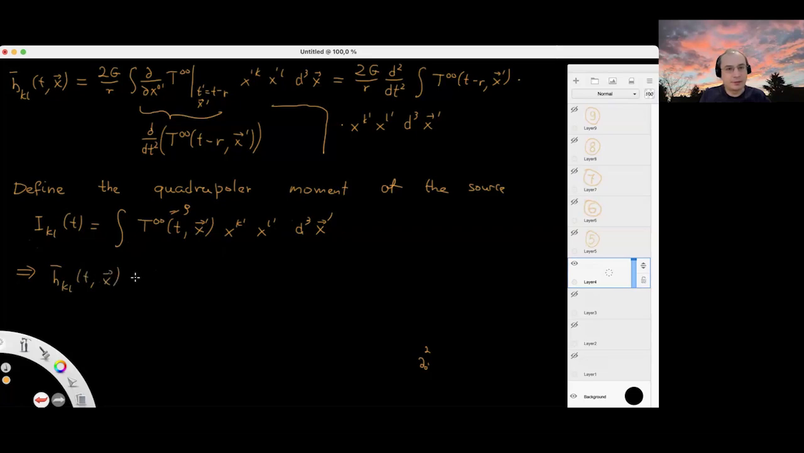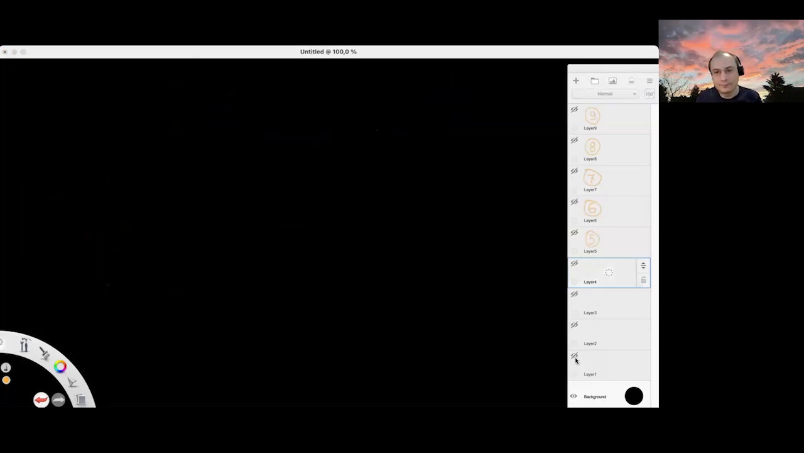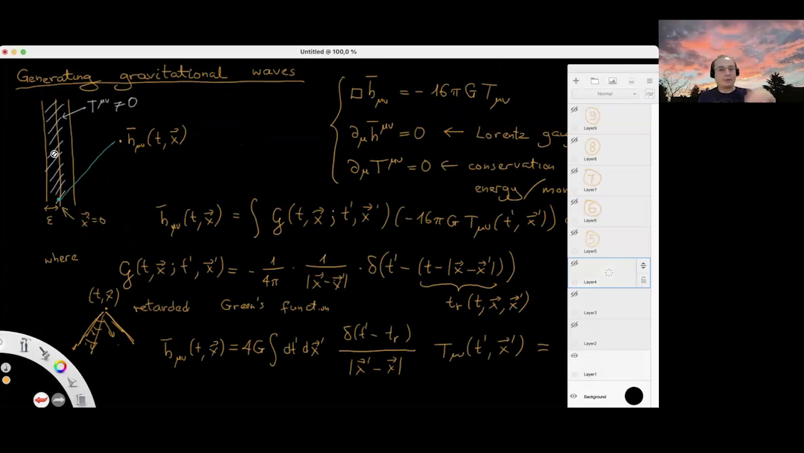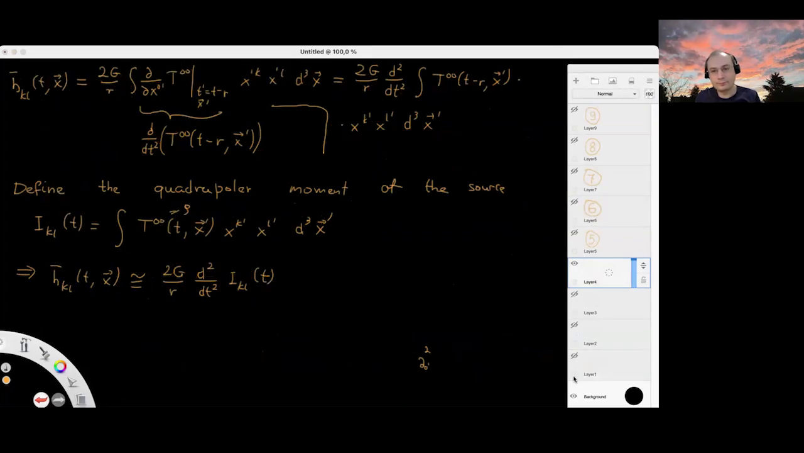Okay, so now h bar kl at t, x. That's approximately 2G over r, and then we have the second derivative of this I_kl of t. So at every moment, our configuration has some kind of quadrupole moment. This quadrupole moment changes with time because we assume that the source is in motion. And the second derivative of this quantity, evaluated at the retarded time, gives us the wave h mu nu.